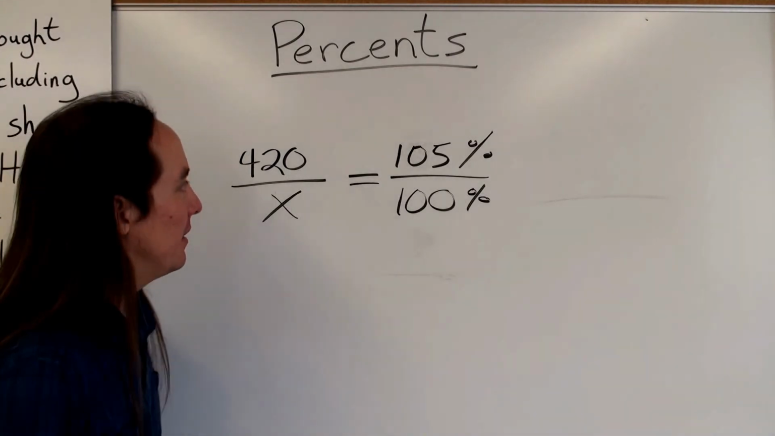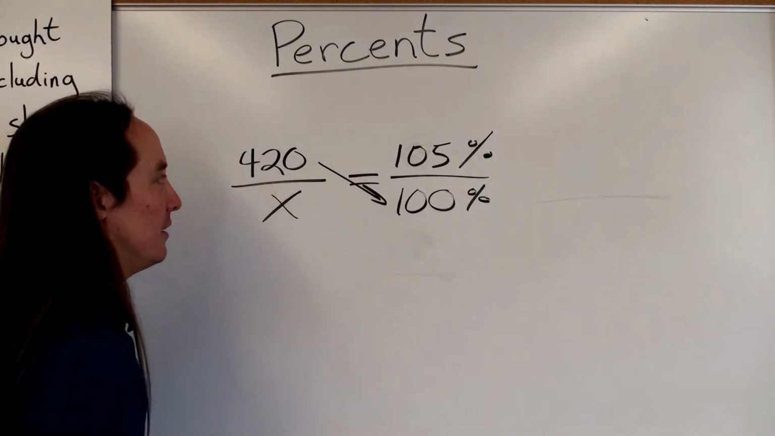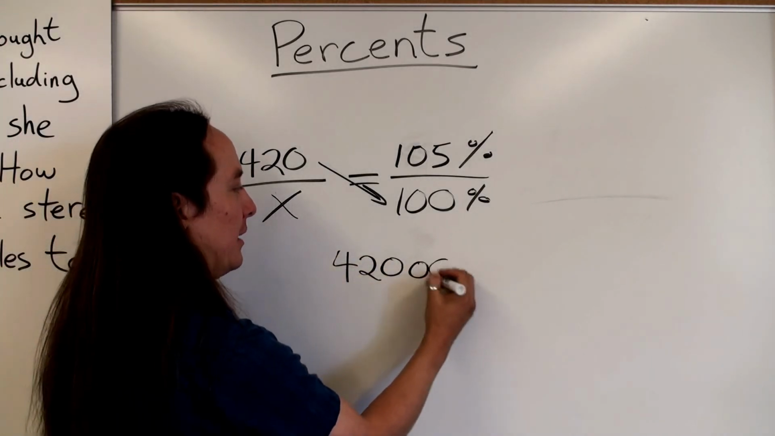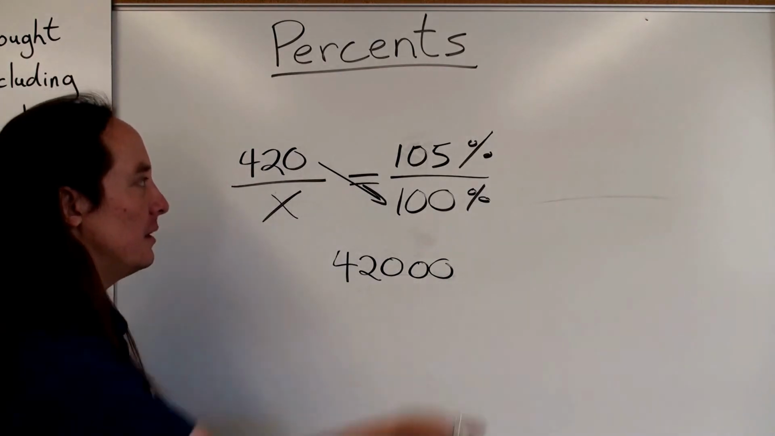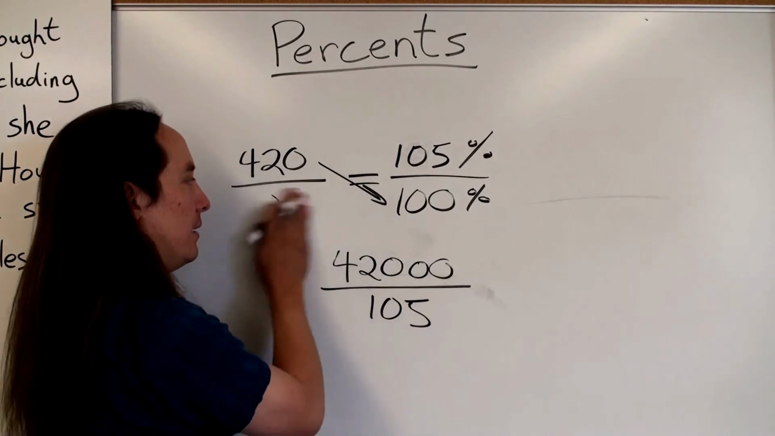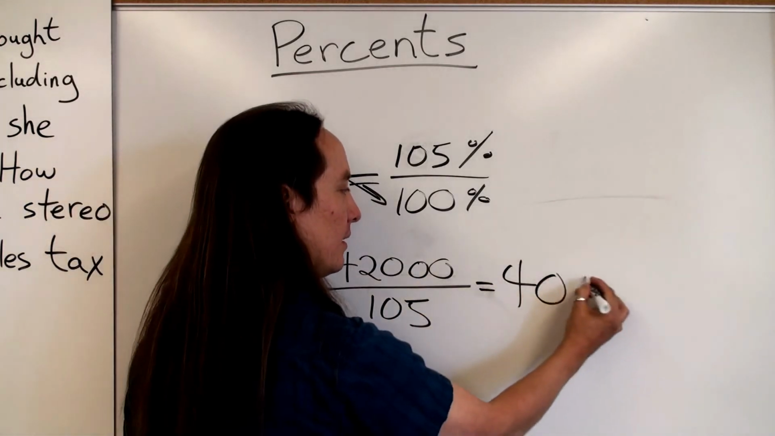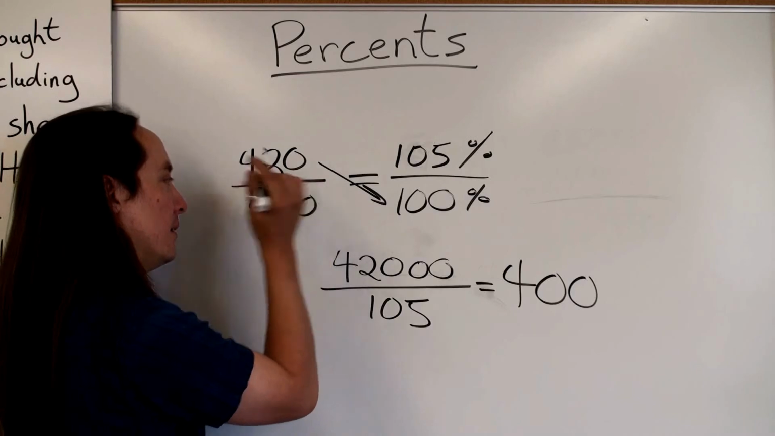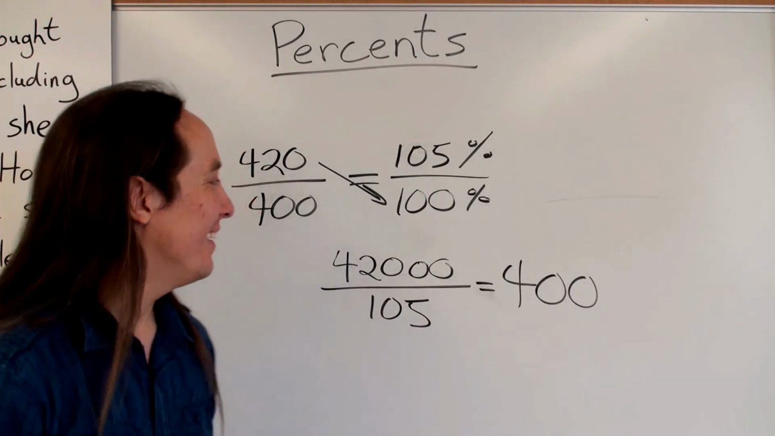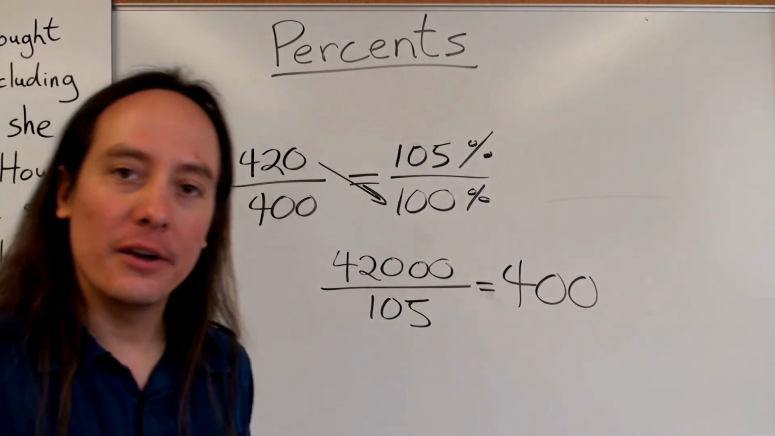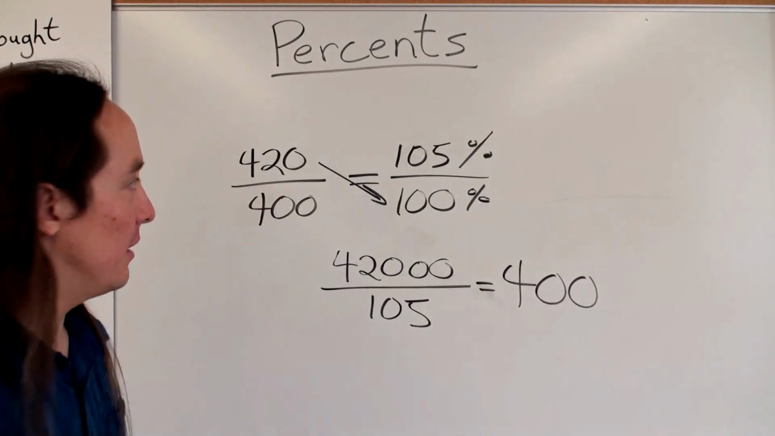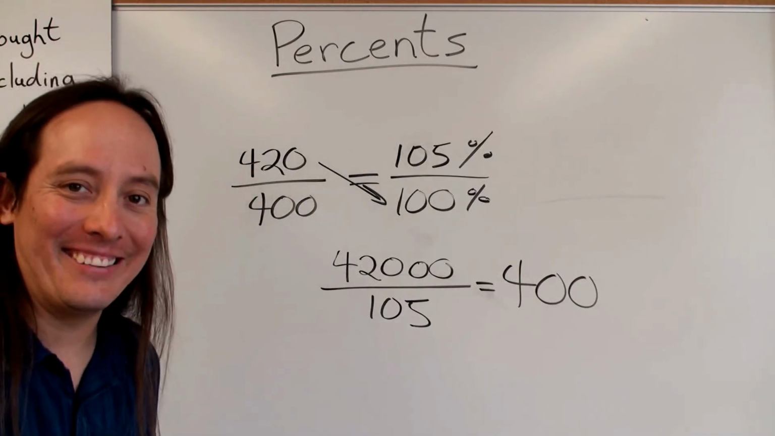All right, let's go ahead and do it. We have 420 times 100. We're just multiplying diagonal. And then we're going to divide by 105, and that's going to give us 400. So the stereo on the shelf in the store is $400. You go to the cash register to pay for it, they put a 5% sales tax on it, and then you end up paying 420, or at least Brittany did, right?